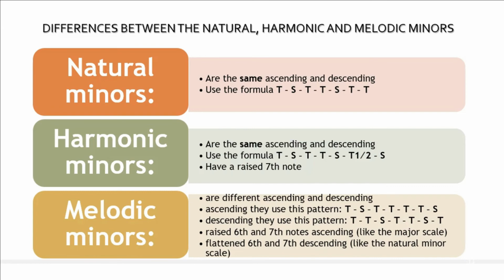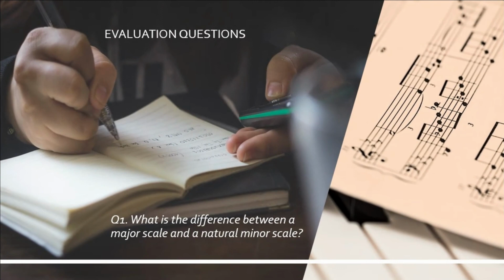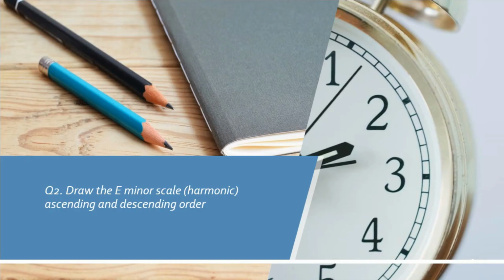So that is the difference we can observe in the pattern of the natural minors, the harmonic minors, and the melodic minors. Now I have some evaluation questions for you. Take it down. The first one says, what is the difference between a major scale and a natural minor scale? The second question says, draw the E minor scale harmonic in the ascending and descending order.